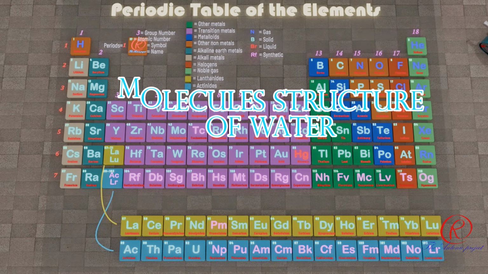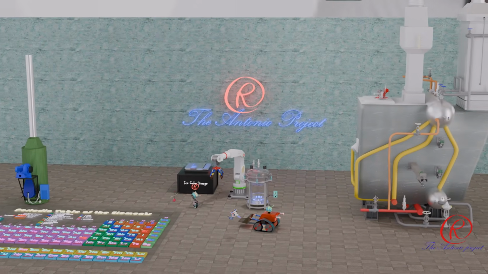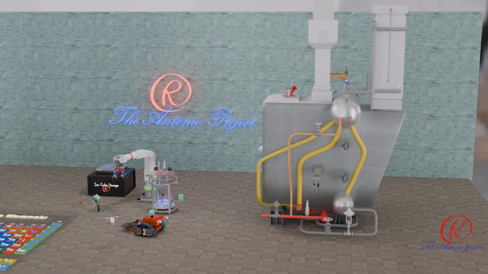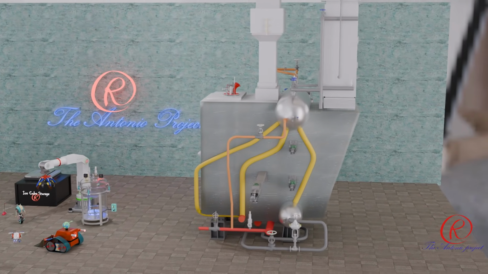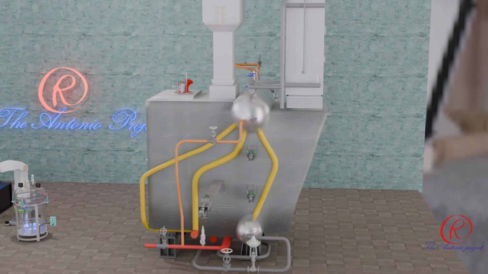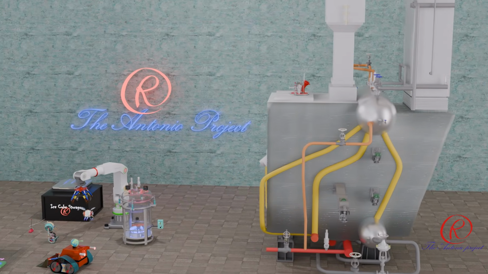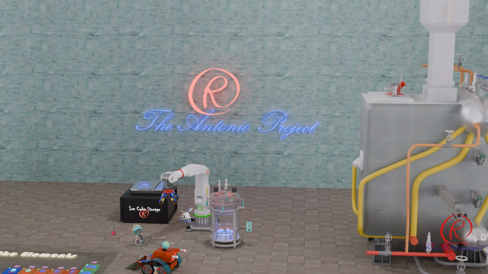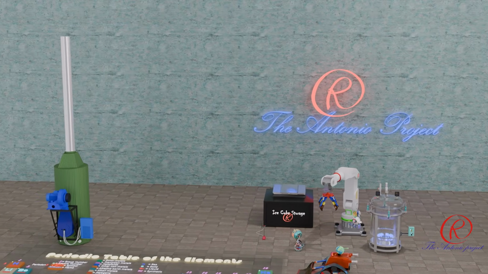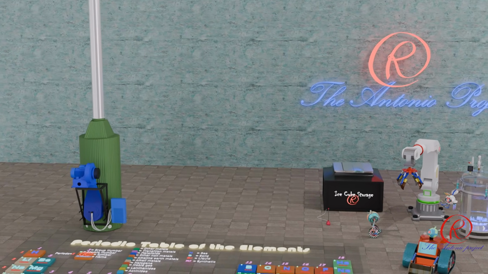Molecule structure of water. Water is one of the most important substances on Earth. It covers about 70% of the planet's surface and is essential for all living organisms. Humans, animals, and plants all depend on water for survival. Without water, life would not exist. Water is used for drinking, agriculture, transportation, industry, and power generation. Because of its importance, water is often called the source of life.